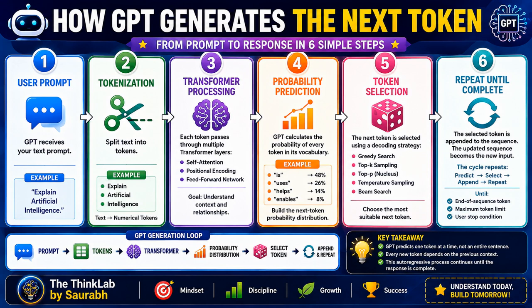Finally, we are going to conclude this video. The final takeaway is that GPT is fundamentally a next token prediction model. It converts text into tokens, transforms tokens into embeddings, and understands the context using transformer layers. It predicts a probability distribution over the vocabulary, selects one token at a time, and appends that token. Then it repeats the process until the answer is complete.